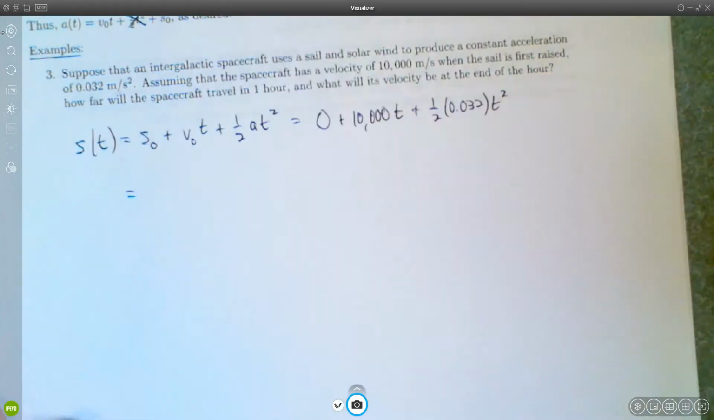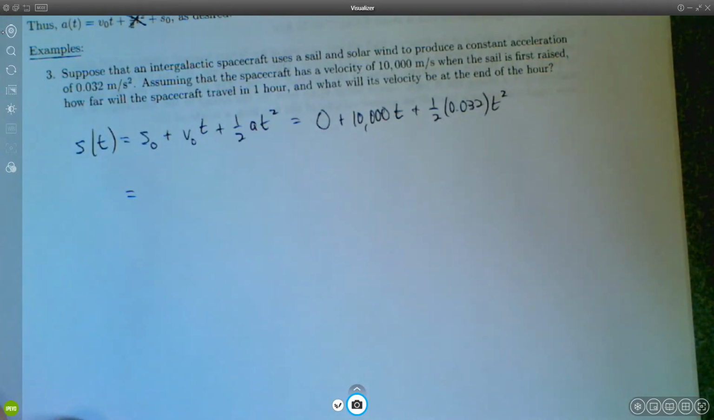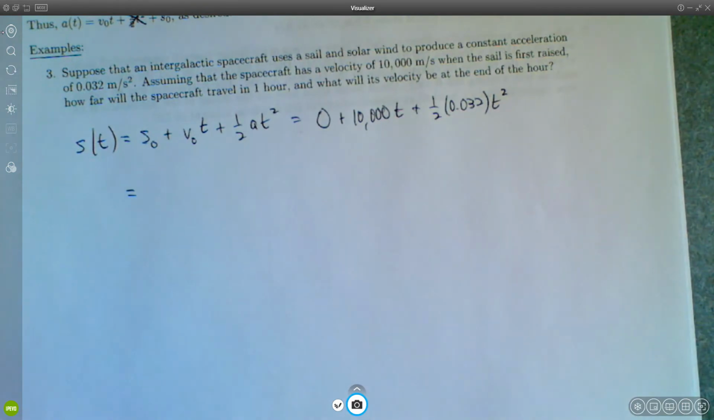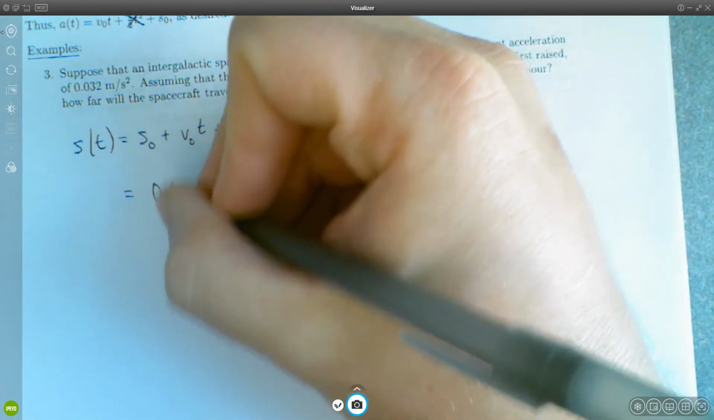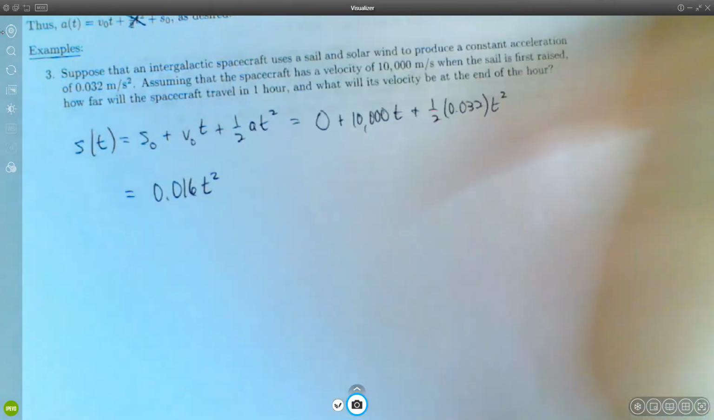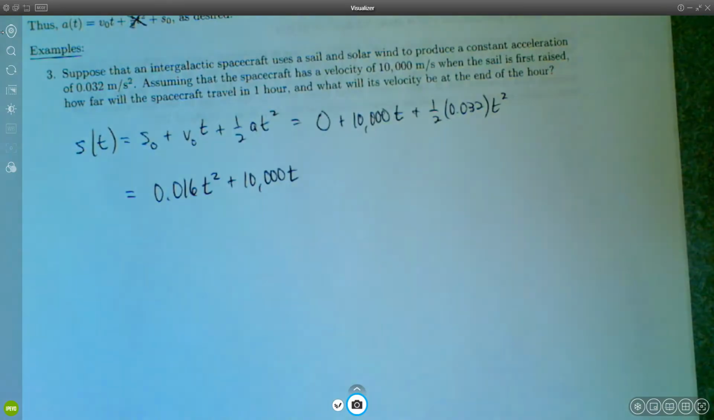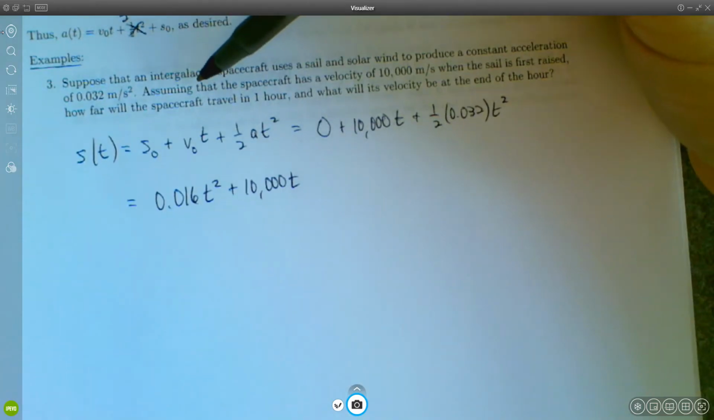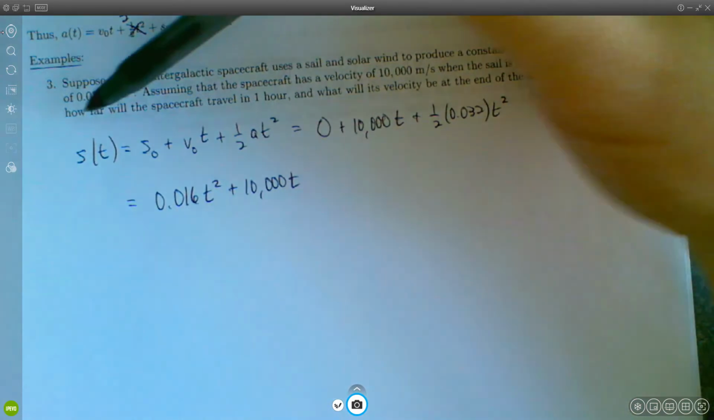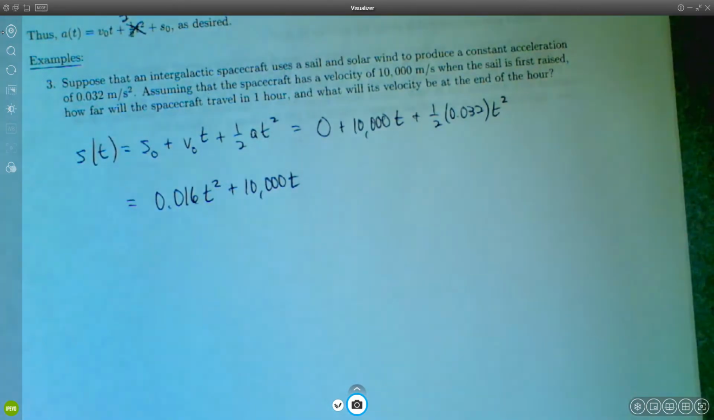Okay, so throwing that into our calculator, we can say 0.016, so this is equal to 0.016 t squared plus 10,000 t. Okay, so that's the position function. We want to know how far the spacecraft will travel in 1 hour.